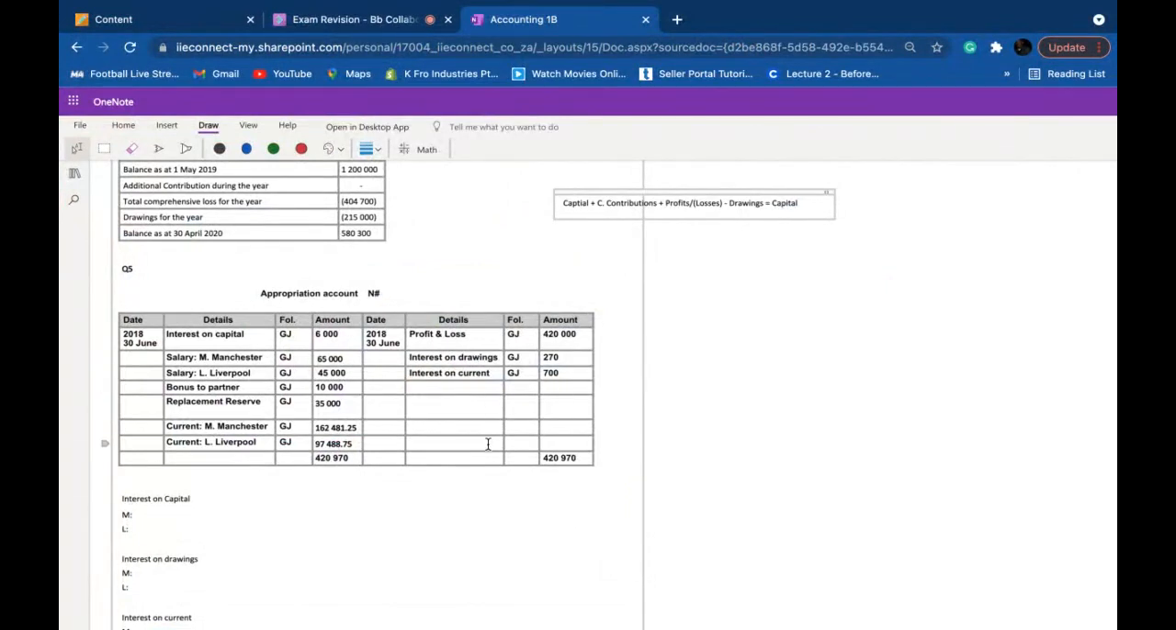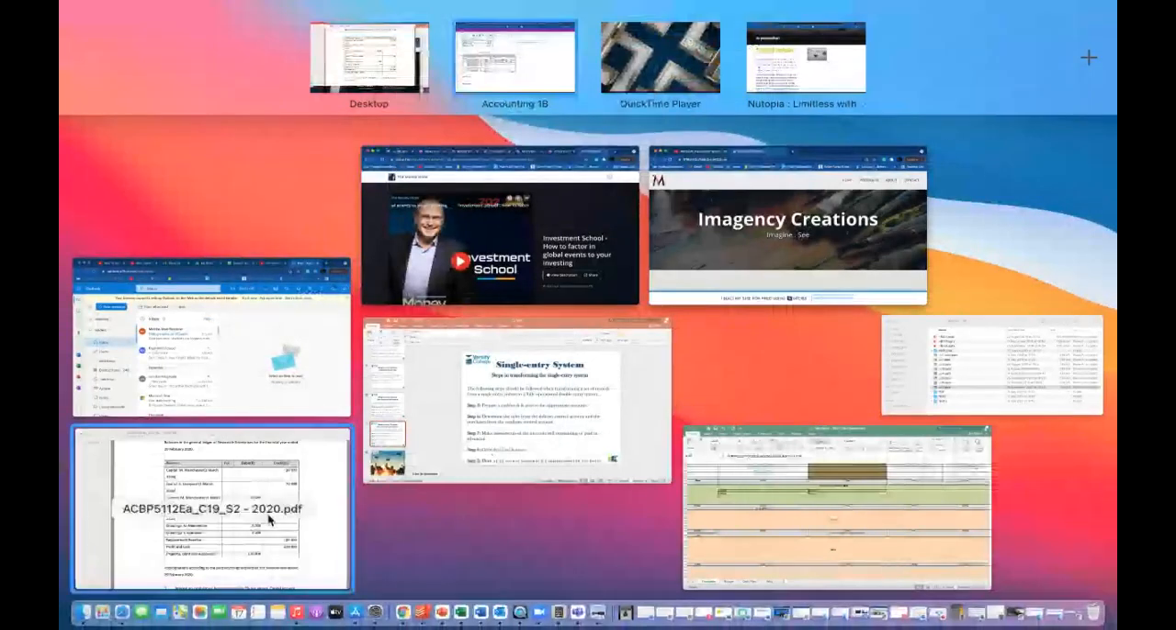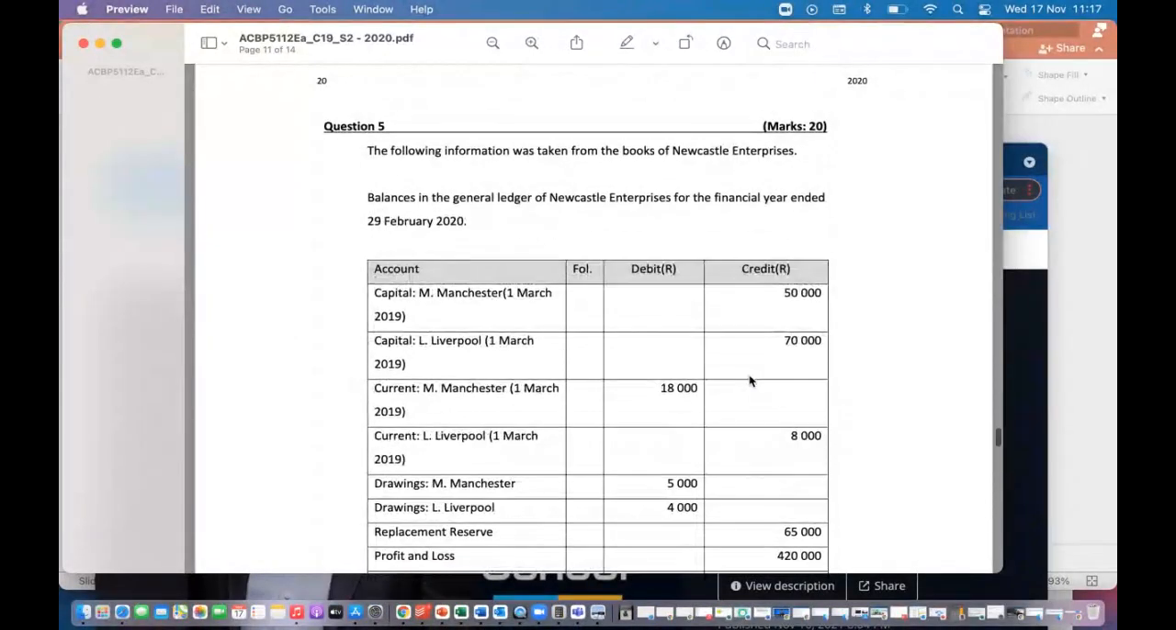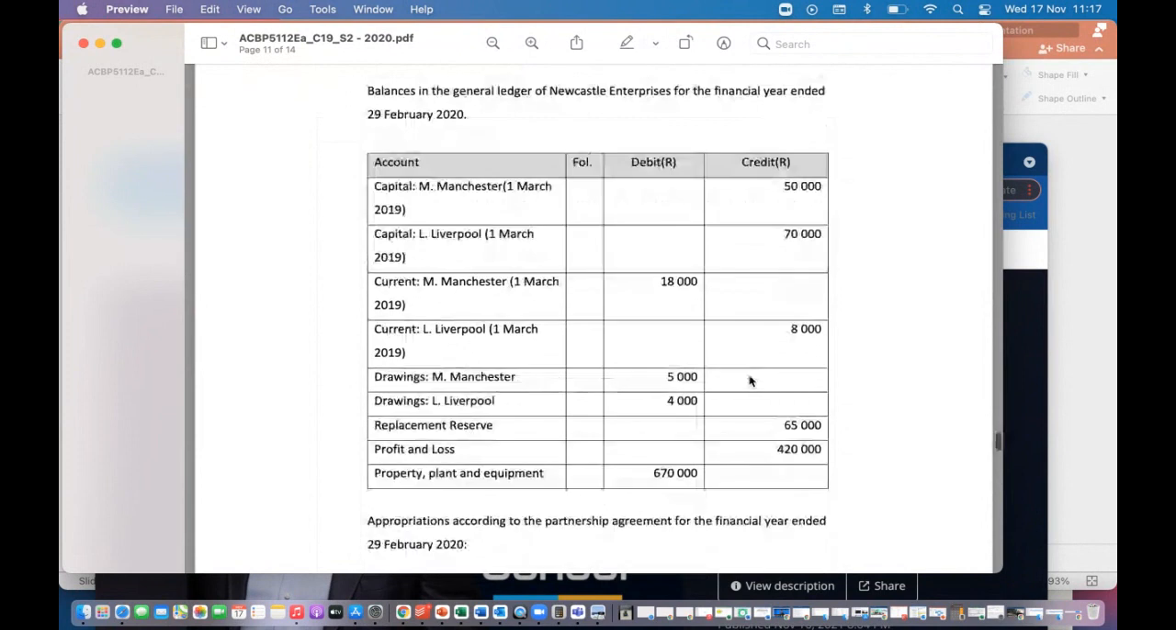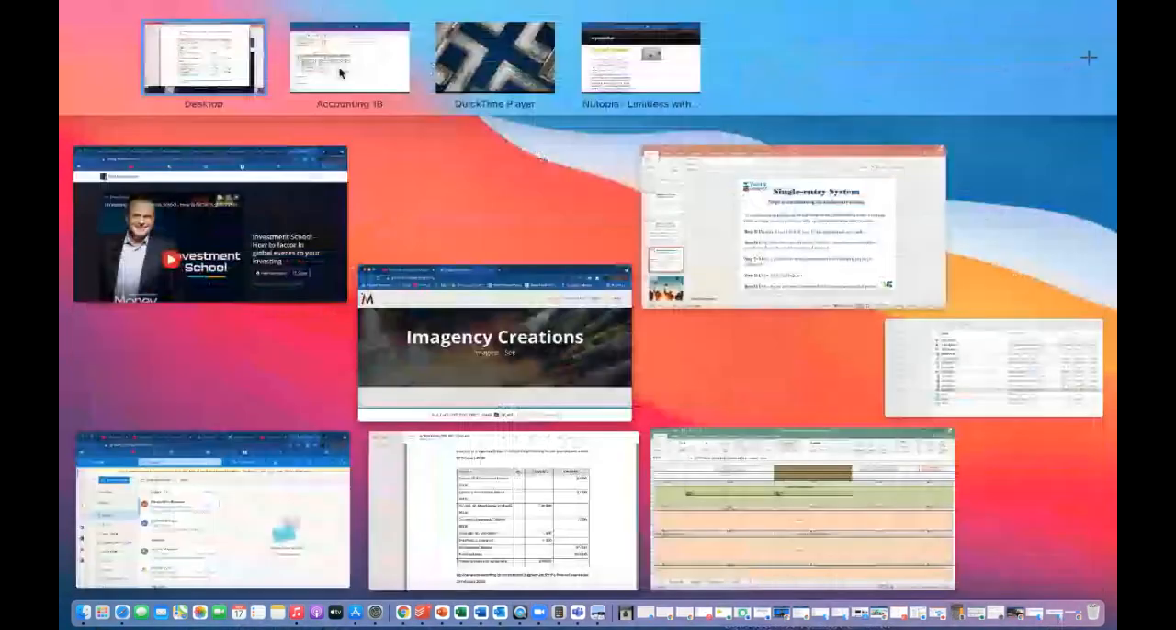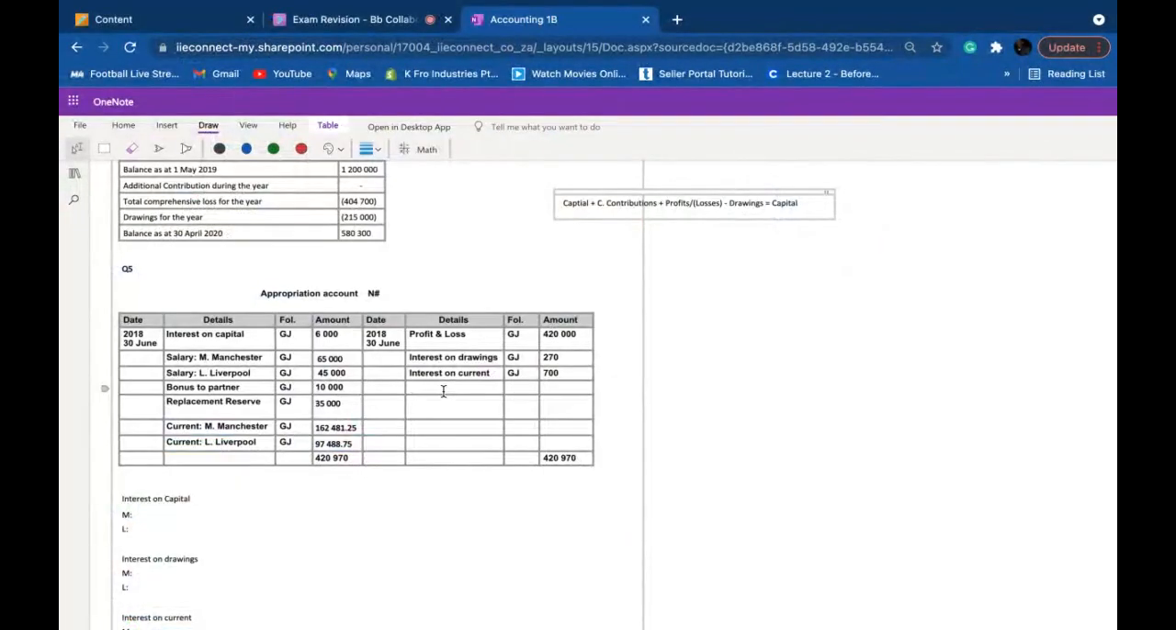Okay. All right, let's see. Ooh, I think I may have forgotten to include that. Okay, replacement reserve. Yeah, so this 65 should be, let me show you where it should be. In fact, I'm going to insert it.